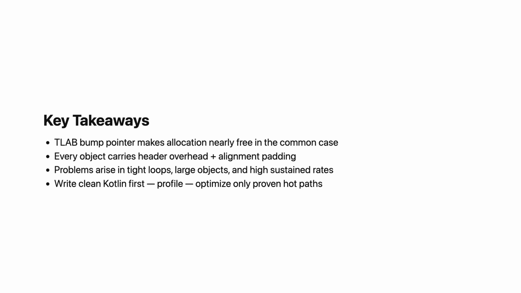The right approach is not to avoid allocation everywhere. That leads to ugly, unreadable code. The right approach is to write clean, idiomatic Kotlin. Profile when you see problems, and optimize the specific hot paths where allocation actually shows up as a bottleneck. Know how it works, but do not fear it.